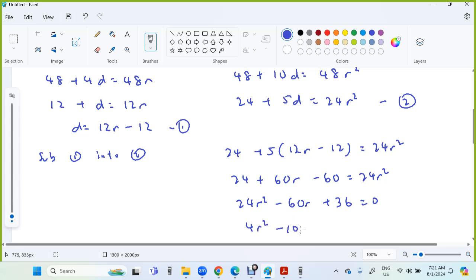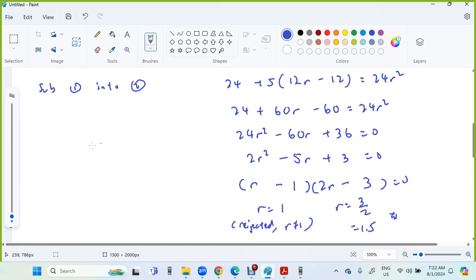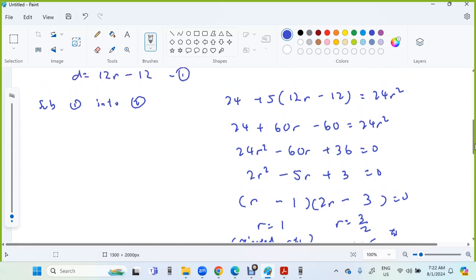4r squared minus 10r. No, we use 12 divided by 12. 2r squared minus 5r plus 3 equals 0. So we do the factorization here. So we have r, 2r, and then 1, 3, minus minus. So r equal to 1, r equal to 3 over 2. So this one is rejected, because r is not equal to 1. Okay, so r equal to 1.5. So we get the value of r is 1.5.